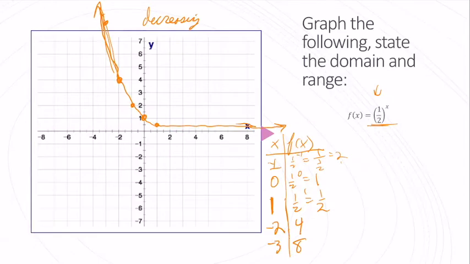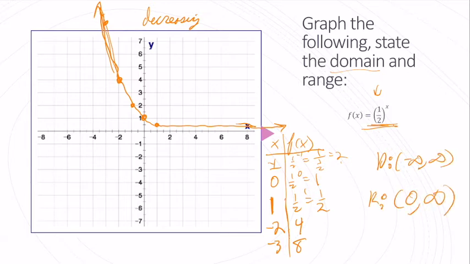My domain, because this graph was not shifted, goes from negative infinity to positive infinity. And my range, again, because my graph was not shifted, goes from 0 to infinity.